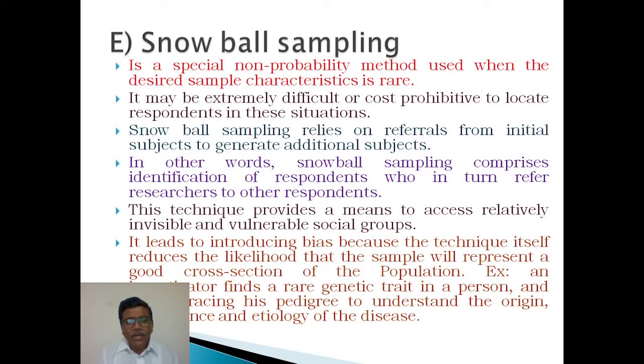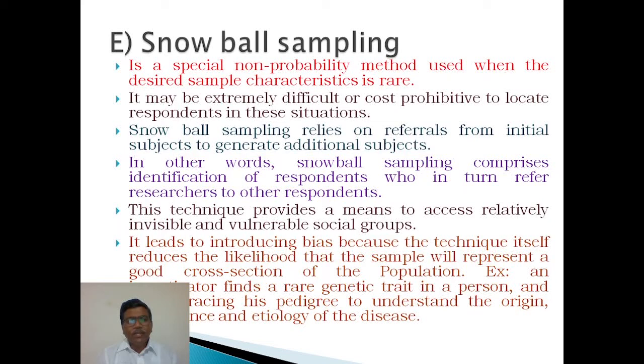It leads to introducing bias because the technique itself reduces the likelihood that the sample will represent a good cross section of the population. For example, an investigator finds a rare genetic trait in a person and starts tracing his pedigree to understand the origin, inheritance, and etiology of the disease.